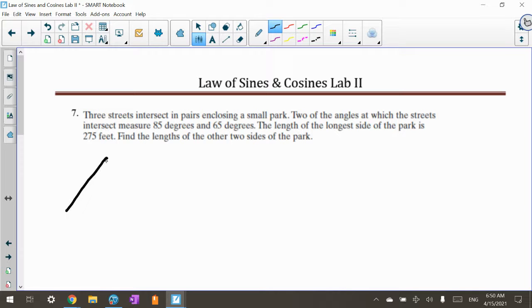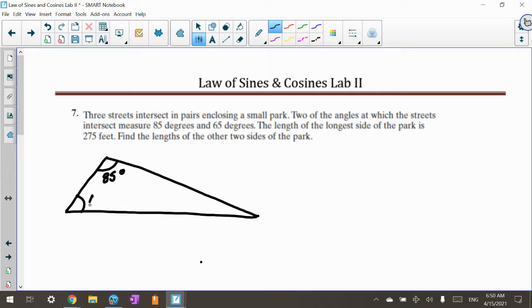So let's kind of draw a picture. Part of the thing is drawing the picture. So 3 streets are intersecting, enclosing a small park. So here's my park. 2 of the angles at which the streets intersect are 85 degrees and 65 degrees. So let's make this angle here 85 because it kind of looks like that, and let's call this one 65. Sometimes the picture goes with it, but you can try the best you can. But you want to make sure that you just label everything.